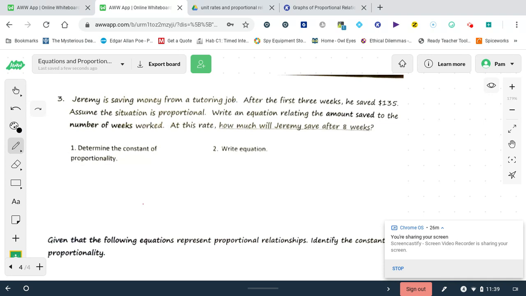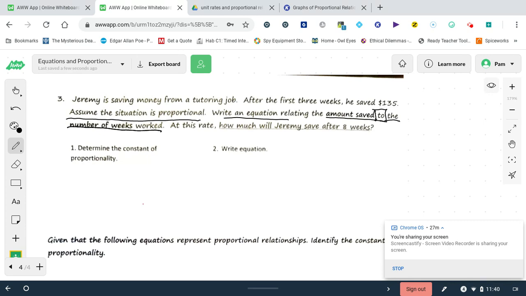And it says Jeremy is saving money from a tutoring job. After the first 3 weeks, he saved $135. Assume that the situation is proportional. So we're assuming it's proportional. Then we're going to write an equation relating the amount saved, and that's the word to, the number of weeks worked. Okay, remember if you see to or per, it kind of helps you out like with a rate statement. At this rate, how much would Jeremy save after 8 weeks?